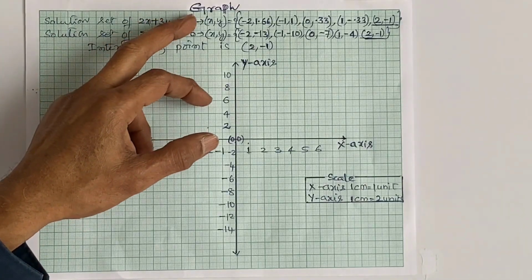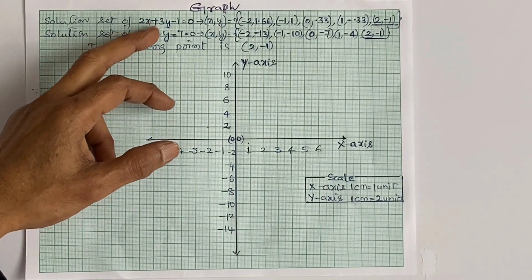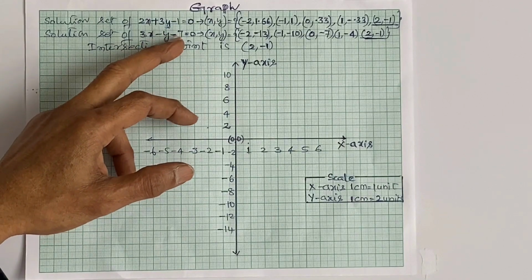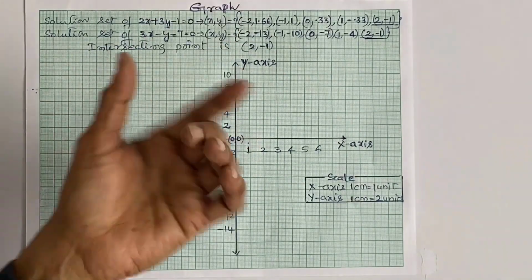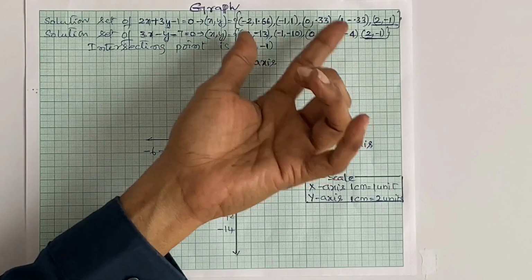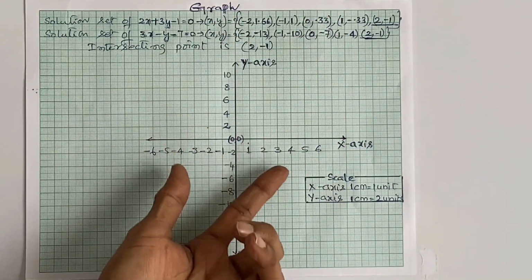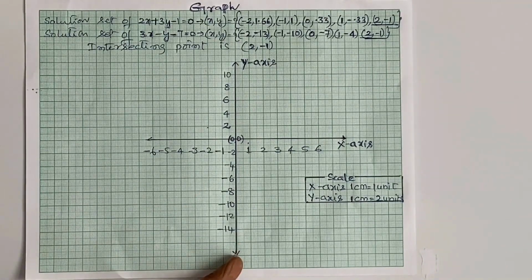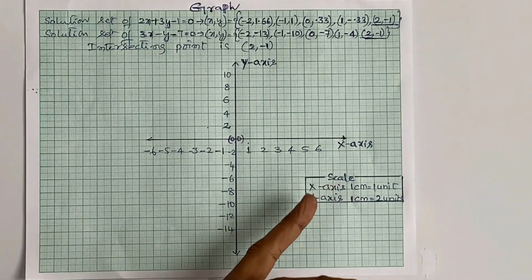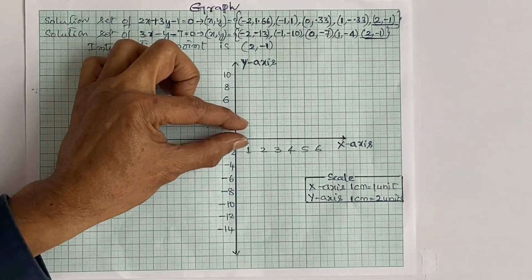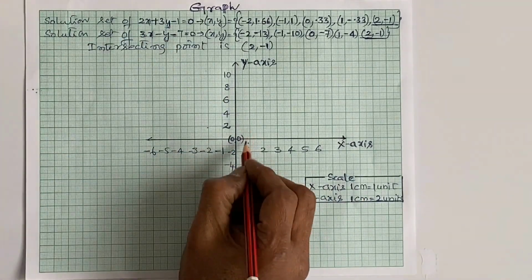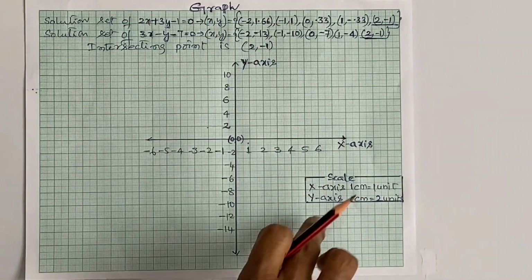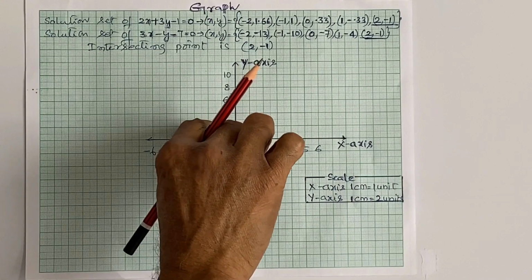Now we have to draw the graph of 2x plus 3y minus 1 is equal to 0 and 3x minus y minus 7 is equal to 0. With the help of these solution sets, ordered pairs, we have to draw the graph. This is the x-axis and y-axis. The vertical line is called the y-axis. On the scale I have taken on the x-axis 1 centimeter, this distance, as 1 unit. On the y-axis I have taken 1 centimeter equal to 2 units.